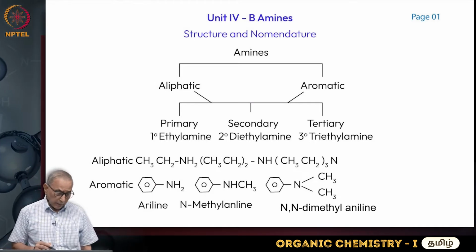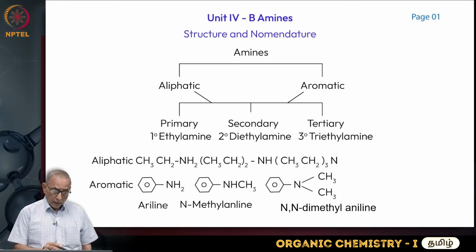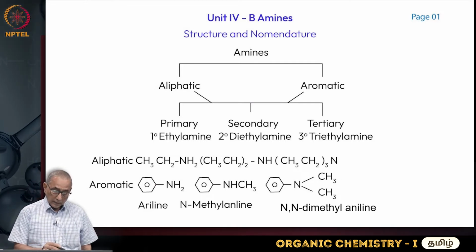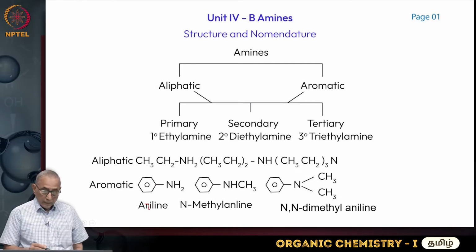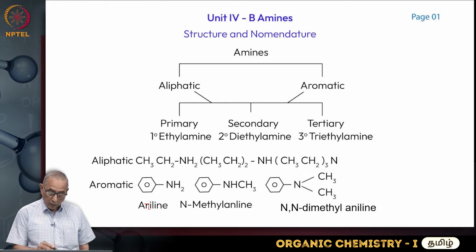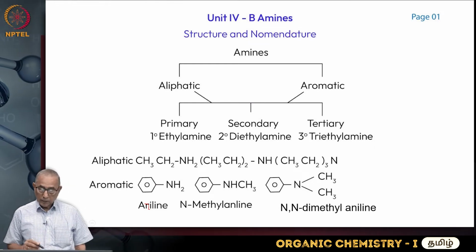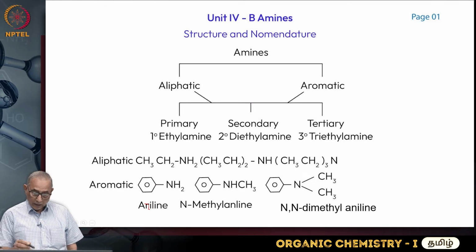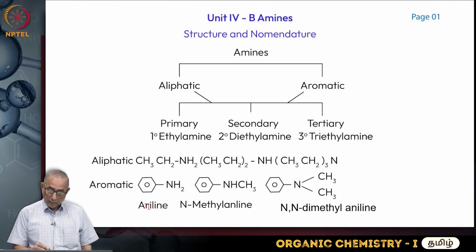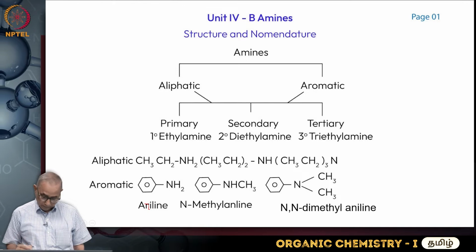Similarly, with an aromatic ring you can have attachment of an amino group. This is called aniline, this is called N-methyl aniline. Here the NH2 group loses a hydrogen and a methyl group is added. This is N,N-dimethyl aniline. This is primary amine, this is secondary amine, this is tertiary amine.